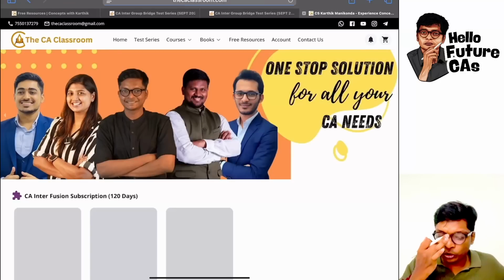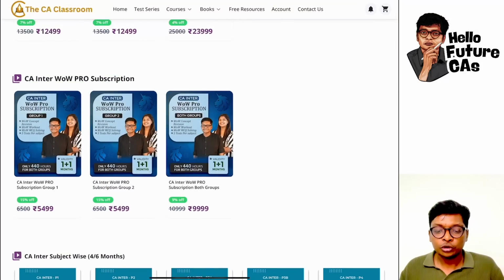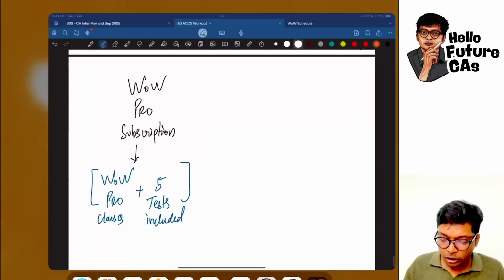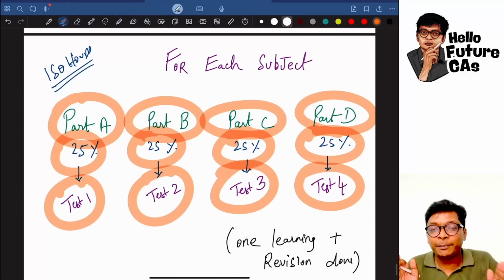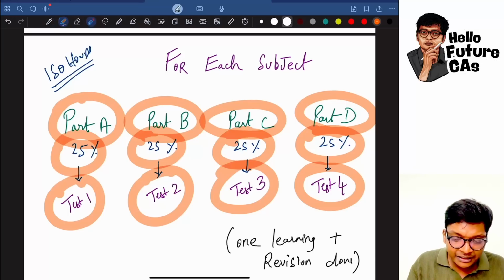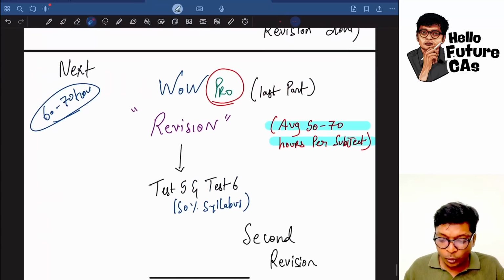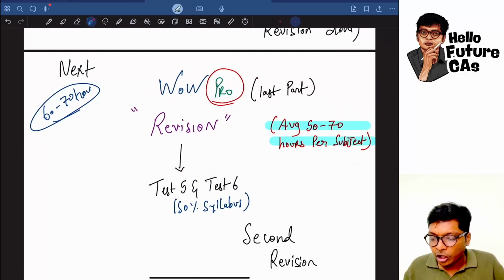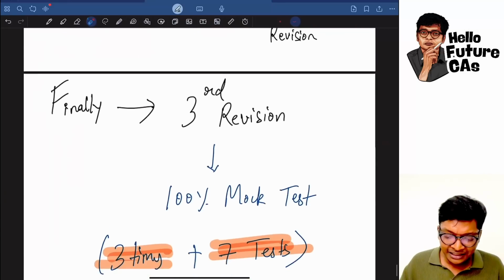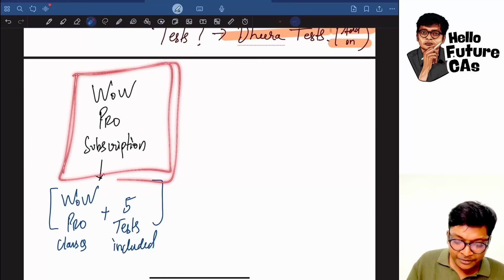The last one thing I want to show you over here. Sir, you spoke about everything. What is this Wow Pro? So some students don't want all the 5 parts. They are like, sir, I don't want all the 5 parts, sir. I am already done with the full conceptual learning, sir. I just want this Wow Pro, sir. This Wow Pro, the revision of 50 to 70 hours per subject only I want, sir. Then for those students only we have this Wow Pro subscription, guys.